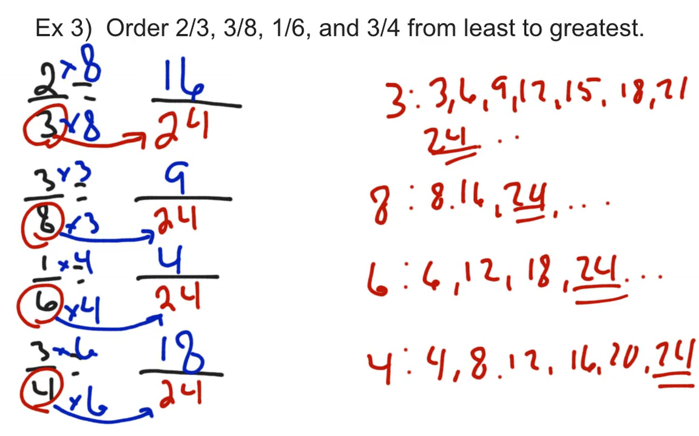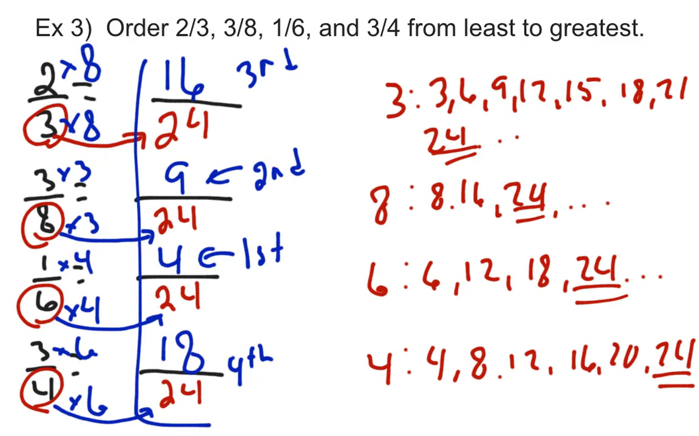And remember, it's ordering them from least to greatest. So comparing the numerators, what's my smallest numerator? The 4. So least to greatest, this goes first because it's the smallest. Then the 9 is second, then the 16 is third, and the 18 is the largest, so that's fourth. And remember, I don't want you to leave your answer as first, second, third, fourth, and I don't want you to write the new fractions. These were just a tool to help me get the order.